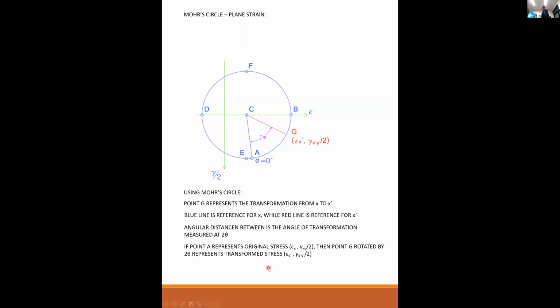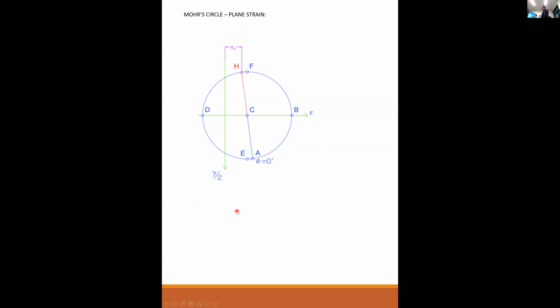If point A represents the original strain, epsilon x, gamma xy over 2, then point G rotated by 2 theta represents the transformed strain, epsilon x prime, gamma x prime y prime over 2. Clockwise rotation represents negative theta rotation, while counterclockwise is positive theta rotation. Point H represents epsilon y located 90 degrees from epsilon x, just like before. There's your 90 degrees drawn as 180.